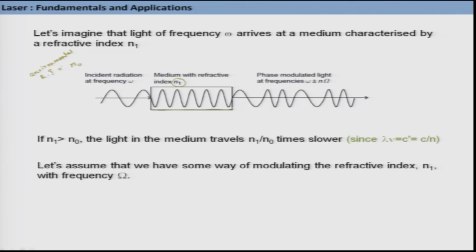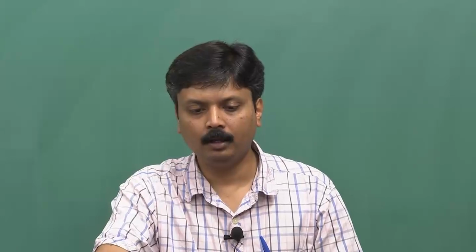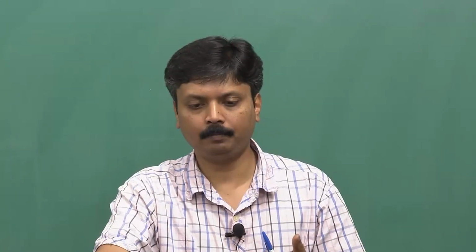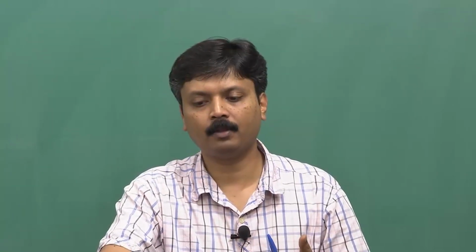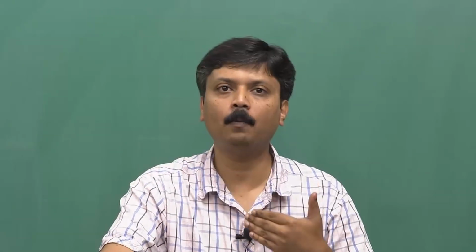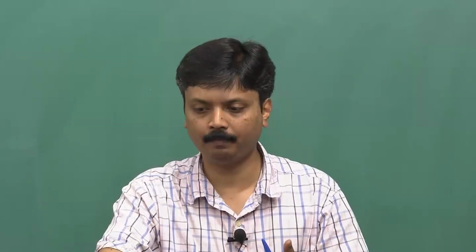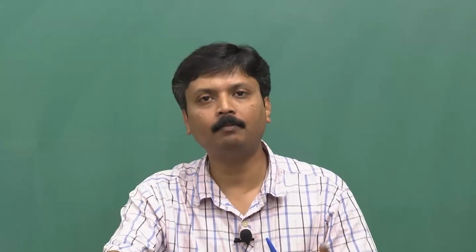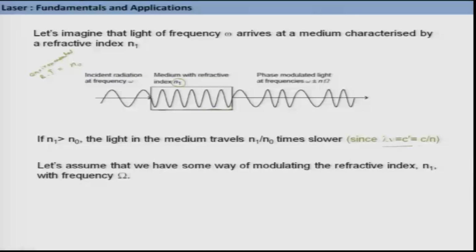Now, if the environmental refractive index n0 is less than that of the active medium, then what will happen? The light in the medium will travel slower, by an amount n1 by n0. So the light will be retarded. Why will it be retarded? We have already seen this equation, right? If you utilize that, you can easily figure out why.